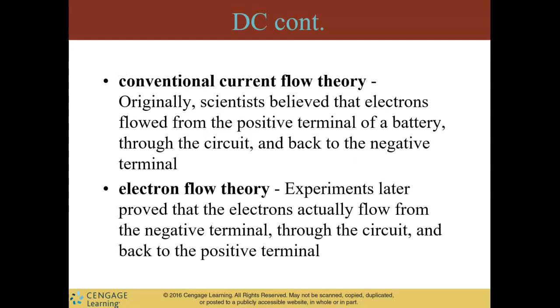So how are the electrons flowing? In what direction are they going? Originally, scientists believed that the electrons flowed from the positive end of a circuit to the negative side. And it turns out that's actually backwards. So technically, or correctly, the electrons are flowing from the negative terminal to the positive terminal.